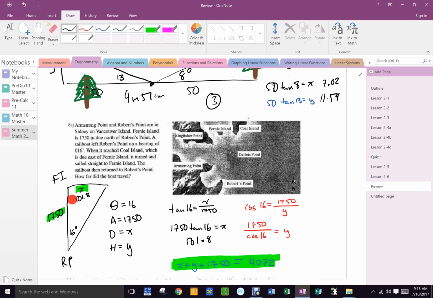Oh, you haven't finished yet. Okay. So this must be causing you trouble then, because you have 1750 and you got 501. So this one has to be causing you the issue, yes? So how do you punch that into your calculator? I think you have a forward calculator, right? So 1750 divided by cos 16 equals.